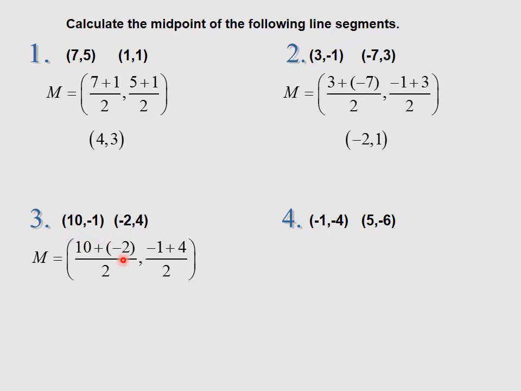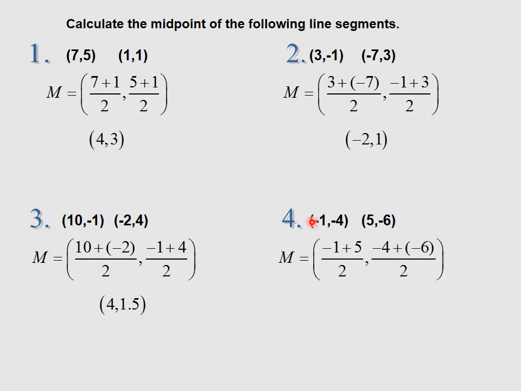10 plus negative 2 for our x's, negative 1 plus 4 for our y's, both divided by 2. We get 4 comma 1.5.